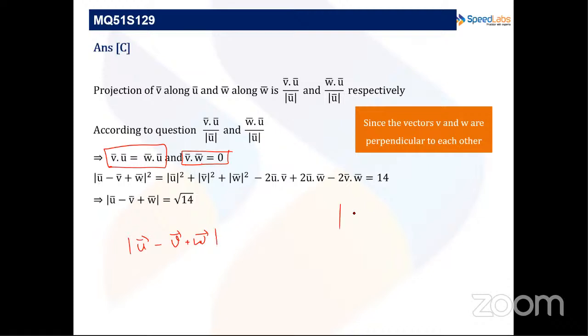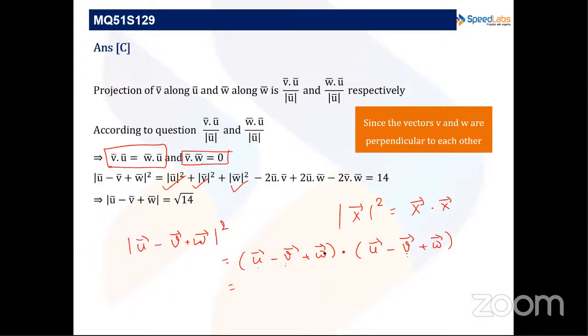The basic logic is mod x square is equal to x dot x. So its square will be equal to (U minus V plus W) dot (U minus V plus W). This will give us U dot U, mod U square, minus V dot minus V, mod V square, W dot W, that is mod W square. Then U and V with negative sign, 2 times, and U and W, 2 times, V and W and minus W and minus V, that will be 2 times.